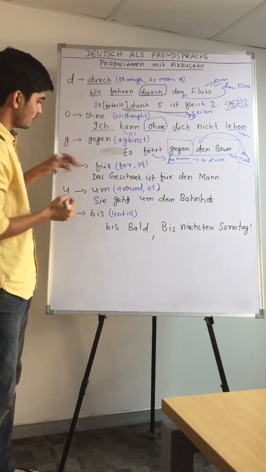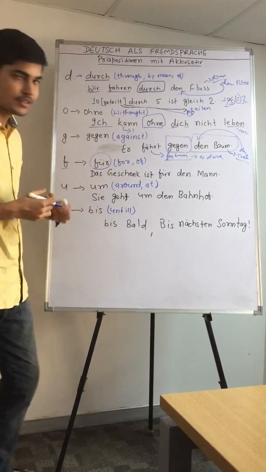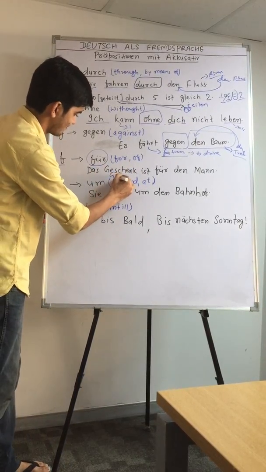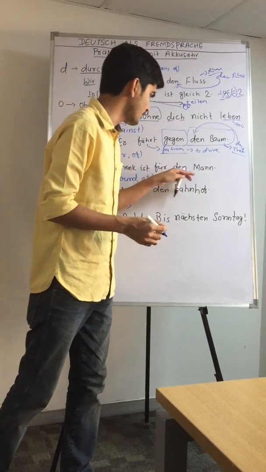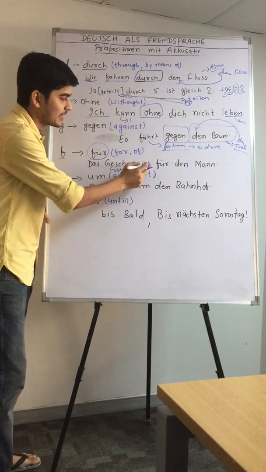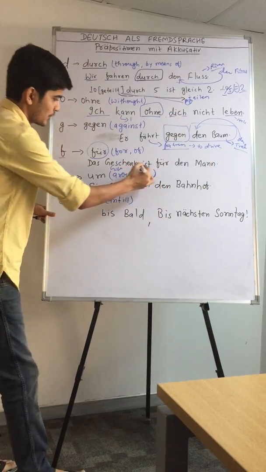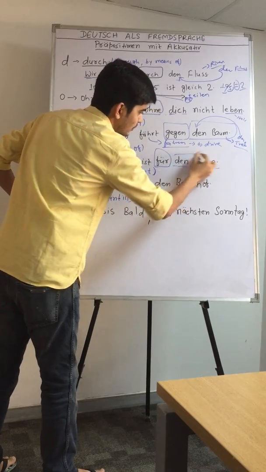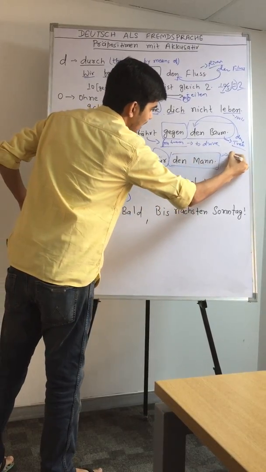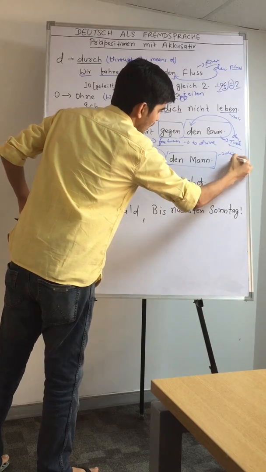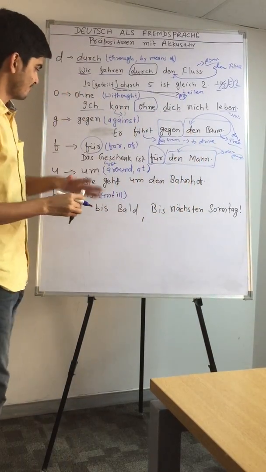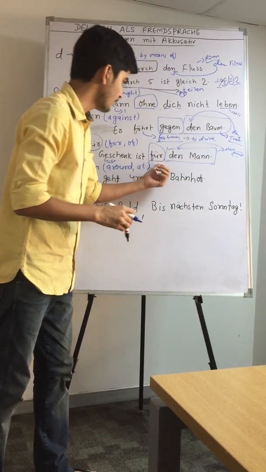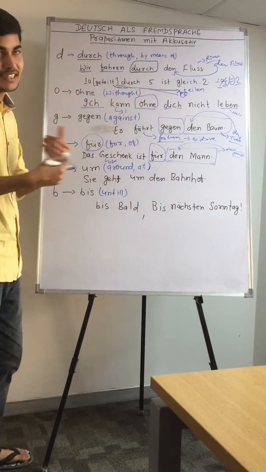Other one is für. Für means for or of. So das Geschenk. Geschenk is gift. Das Geschenk ist für den Mann. The gift is for the man. So für is our accusative preposition. That's why this is an accusative object. Man is der Mann. In accusative, der changes to den. Das Geschenk ist für den Mann. The gift is for the man. Das ist für mich, that is for me.